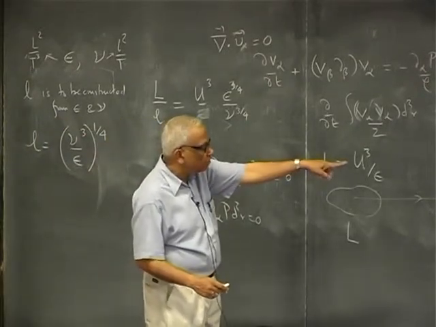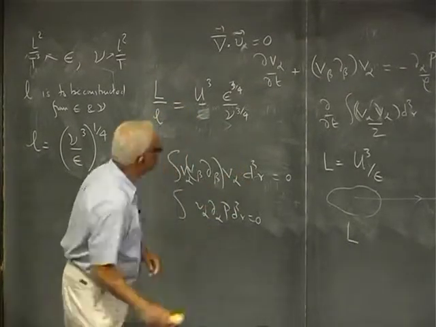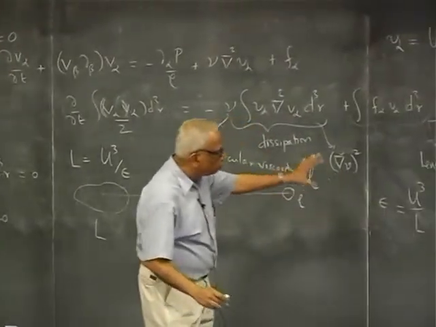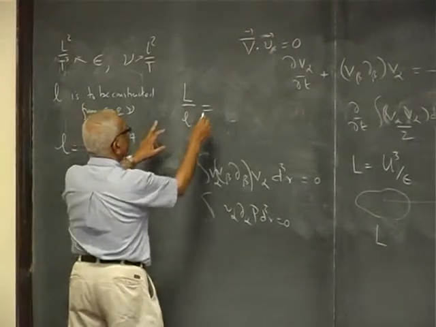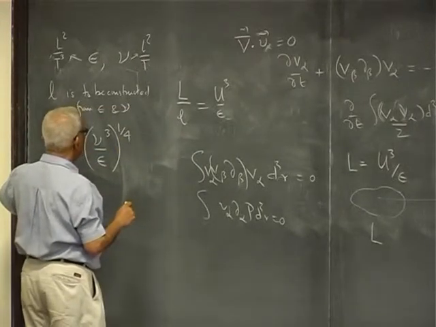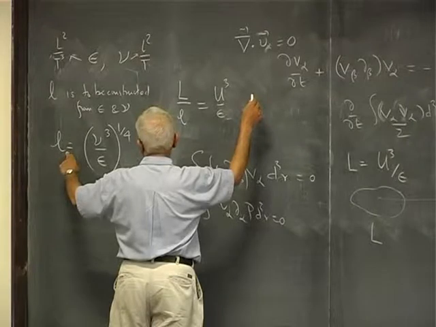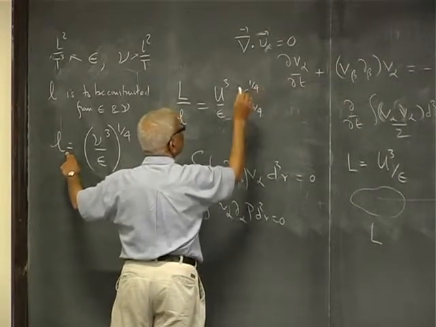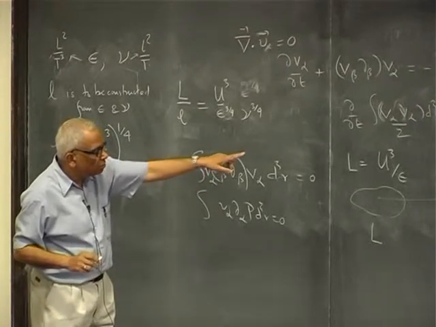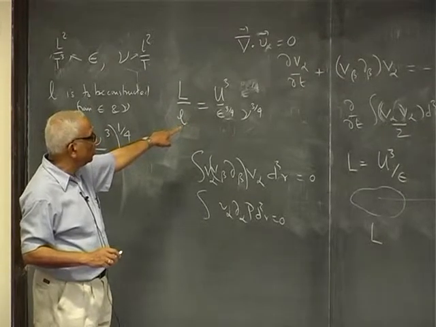Once again, let me go back and use that. Something looks wrong here. U cubed over L has to be right. So L is U cubed over epsilon, so that's all right. Now this is small l over here, so that's nu to the power 3/4. And then I have over here epsilon to the power 1/4. So this should have been 3/4 over here. So better now. So epsilon to the power 3/4 is U.